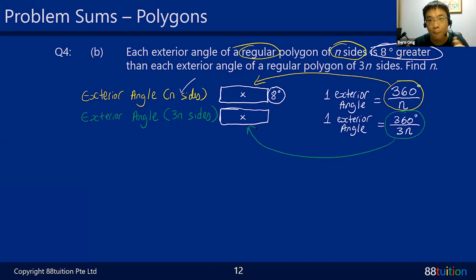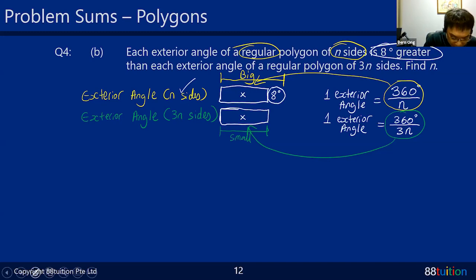So the yellow must be more than the green by 8. There's a difference here. So this is a big number. How do I know this is a big number? Because the question already said this one got an extra 8 degrees, right? So this is a big number, and the green one must be a smaller number. So you have a big number minus a small number to give you the difference of 8. So have this idea: big minus small is 8. Yellow is big, green is small. Yellow minus green gives you the 8.